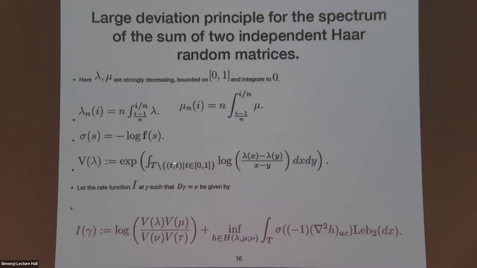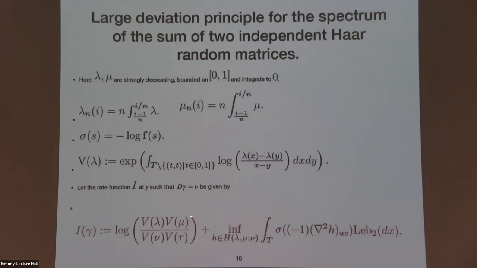V lambda is a continuous analog of the Vandermonde determinant. And this is the rate function that we get. So it is not explicit in the sense that we don't have a closed form expression for sigma, but we can show that it exists and that this rate function in terms of this sigma will underlie our large deviation principle.